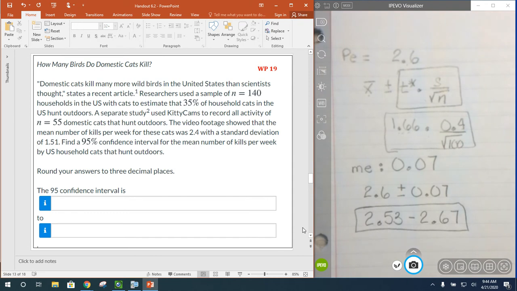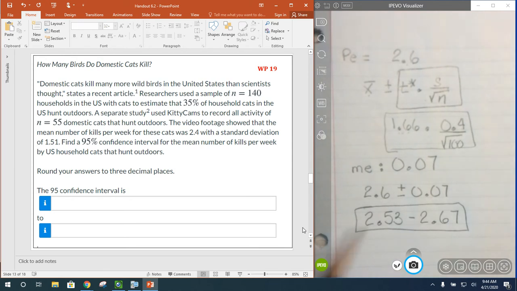Domestic cat kills many more wild birds in the United States than scientists thought. This is the article statement. Researchers used a sample of N equal 140 households in the U.S. with cats to estimate that 35% of household cats in the U.S. hunt outdoors. A separate study used what was called a kitty cam to record all activity on 55 domestic cats that hunt outdoors. The video footage showed that the mean number of kills per week for the cats was 2.4 and a standard deviation of 1.51. Find a 95% confidence interval level for the mean number of kills per week by U.S. household cats that hunt outdoors.